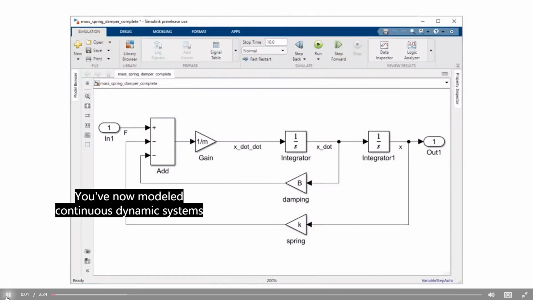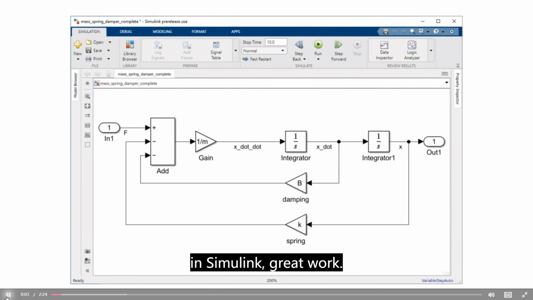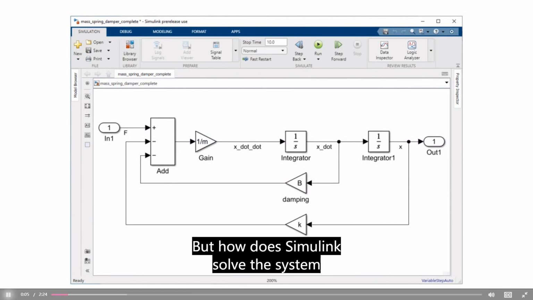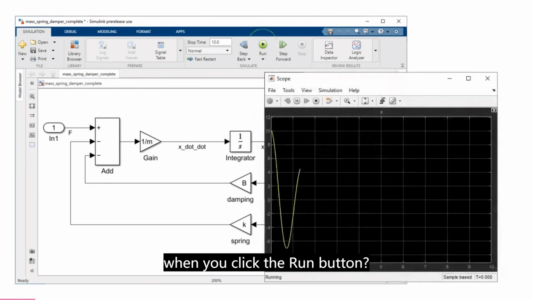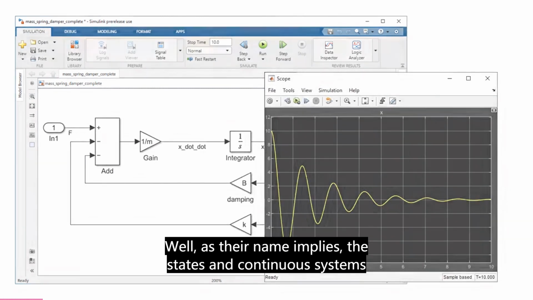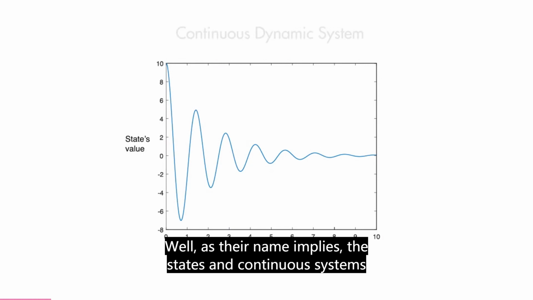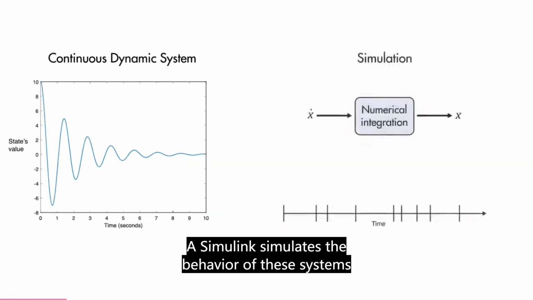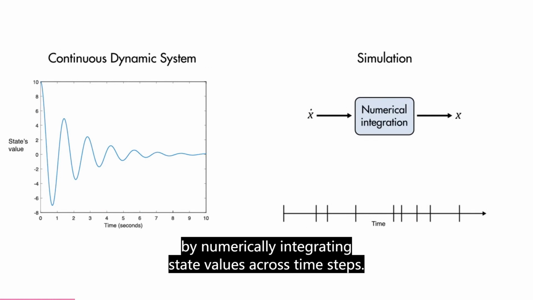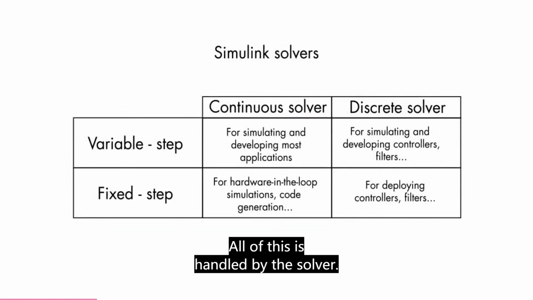You've now modeled continuous dynamic systems in Simulink. Great work! But how does Simulink solve the system when you click the Run button? Well, as their name implies, the states in continuous systems update continuously over time. Simulink simulates the behavior of these systems by numerically integrating state values across time steps. All of this is handled by the solver.